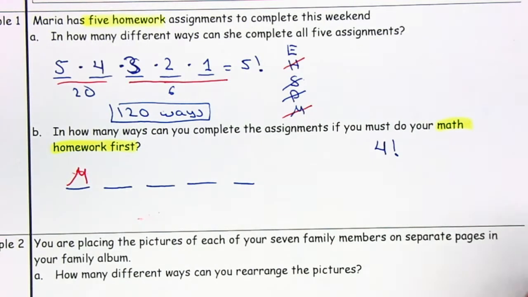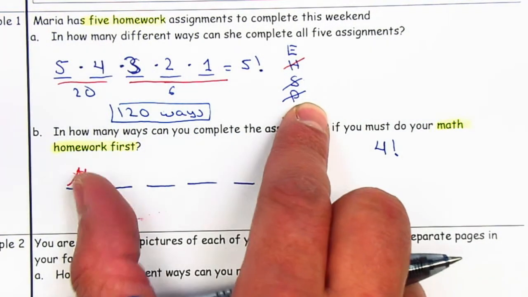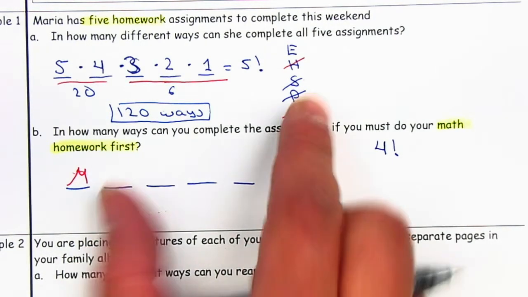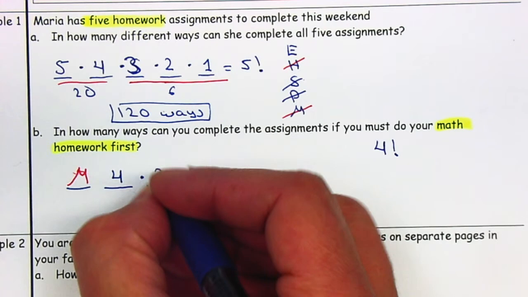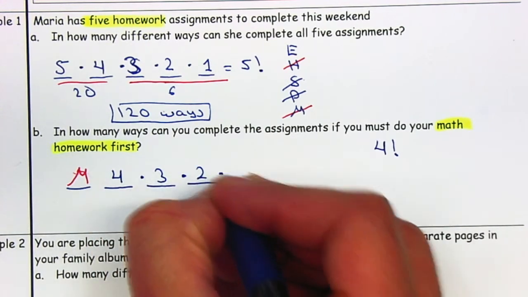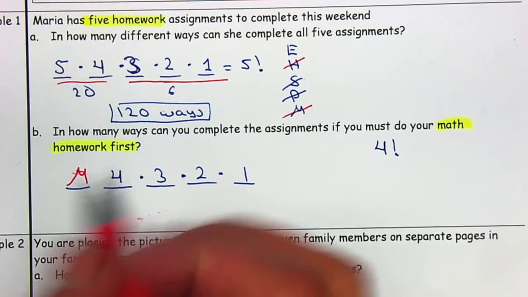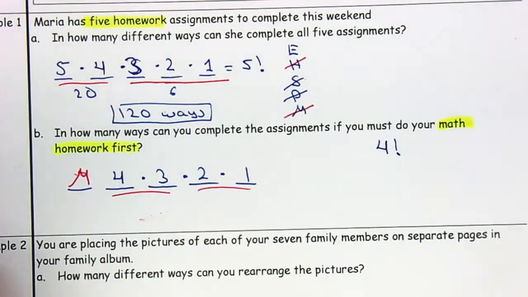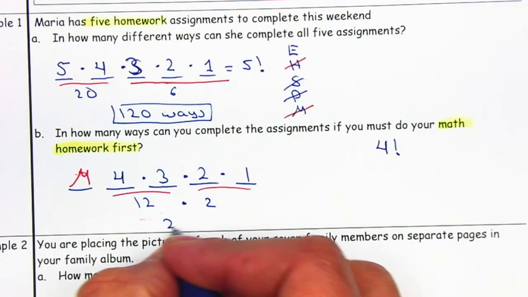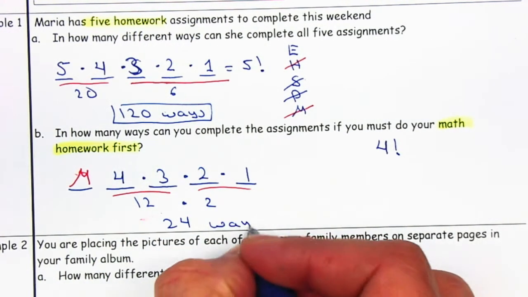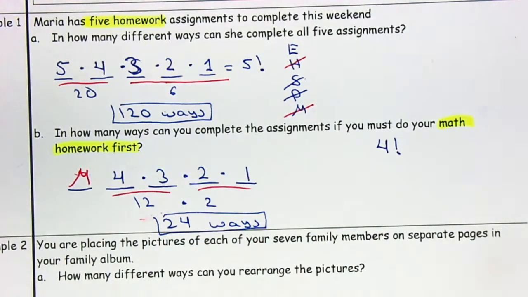Or we can think about the rest. If I did my math first, how many are available for the next spot? 4. Then for the next one will be 3, 2, and then last we have 1, which is the same thing as 4 factorial. Let's multiply it up. That'll give me 12, and that'll give me 24, so it's a total of 24 ways. Let's go through example number 2.